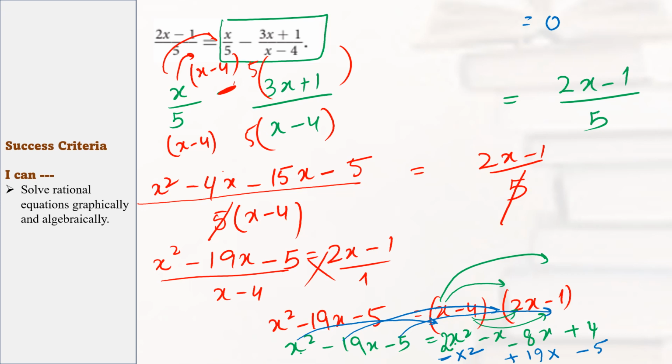2x square minus x square is x square. Minus x minus 8 is minus 9. Minus 9 plus 19 gives me plus 10x, and minus 1 equals to 0. x square plus 10x minus 1 equals 0. Now calculate and get the final answer.